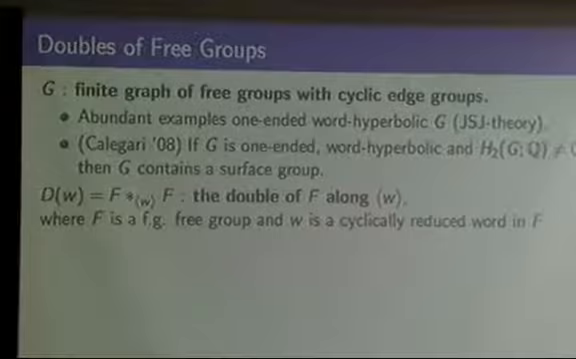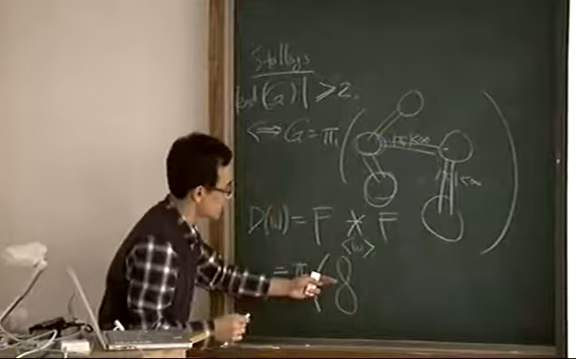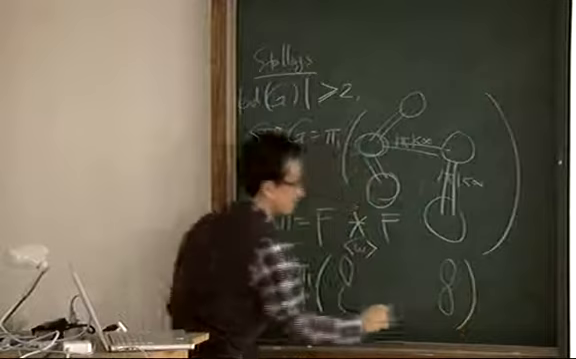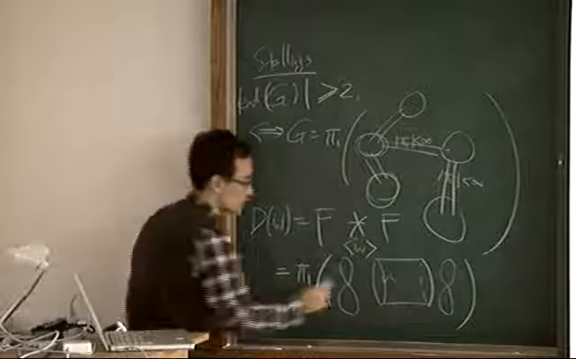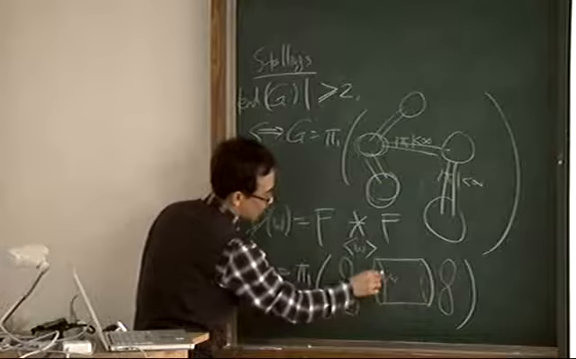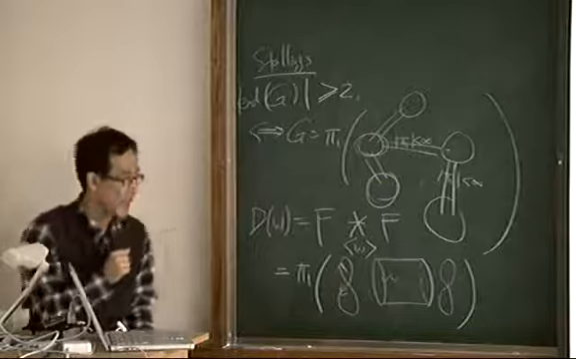This is nothing more than you take a pi 1 of, you take a K(pi,1) of a free group. In other words, say, a bouquet of several circles corresponding to F, and a bouquet of several circles corresponding to F. And we glue a cylinder reading W. In other words, we glue one boundary component along the loop reading the word. Say the word is AB, then you consider the loop reading A and B and glue one boundary component along that loop and do the same thing for the other part. And consider this space and we call pi 1 of such a space DW, the double.